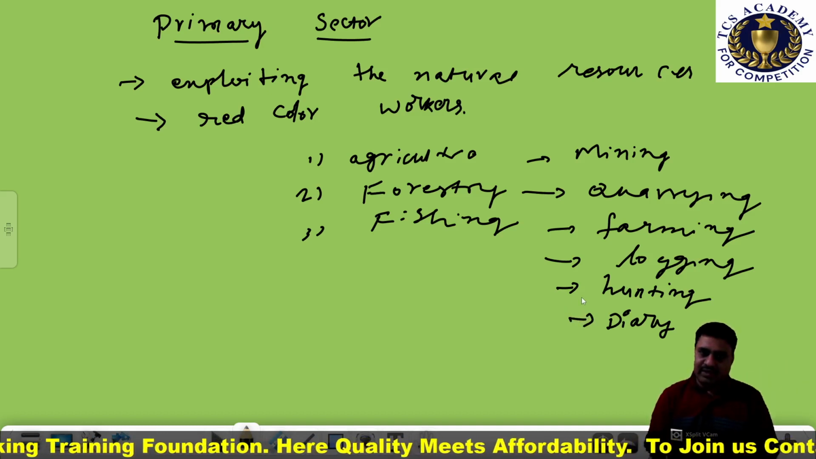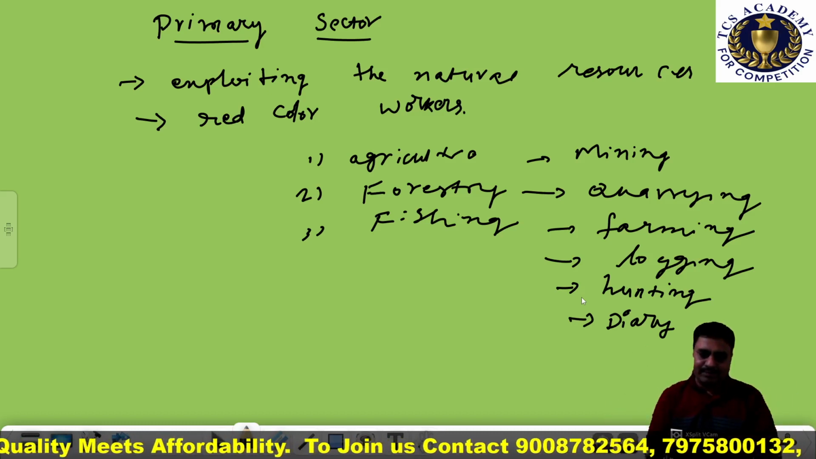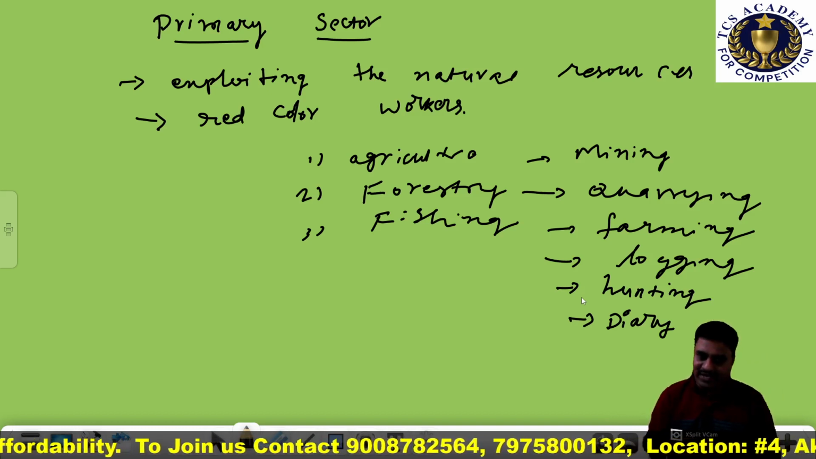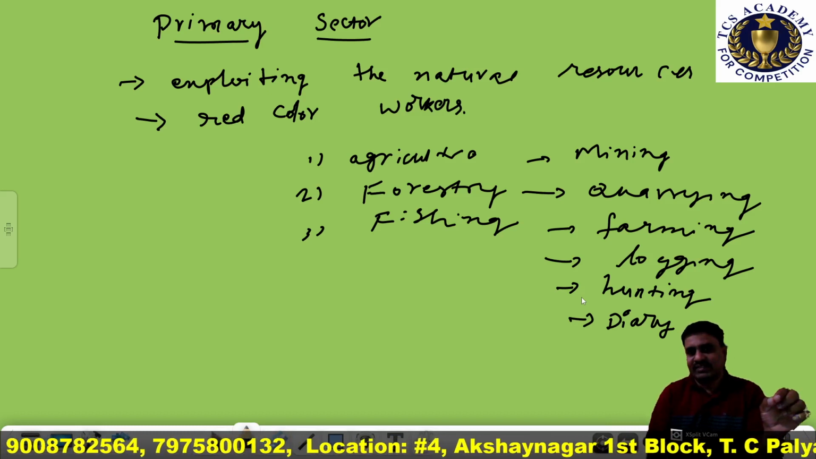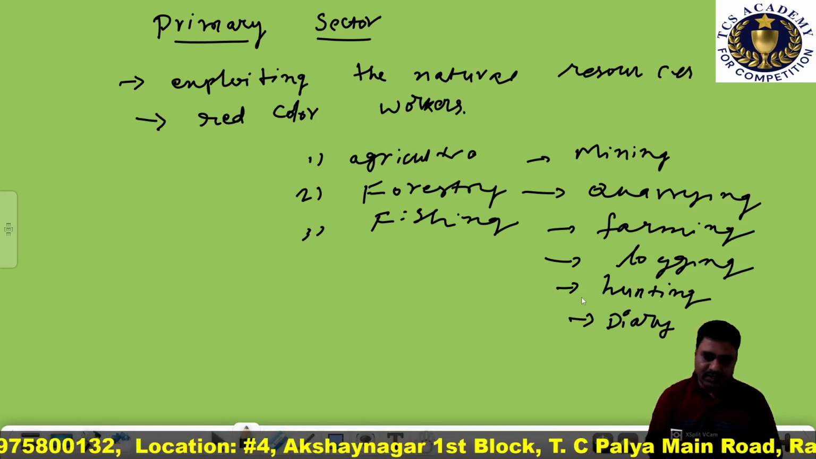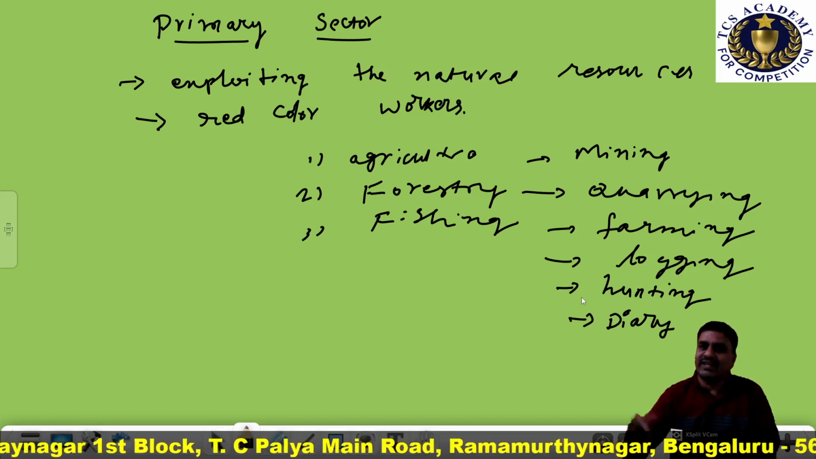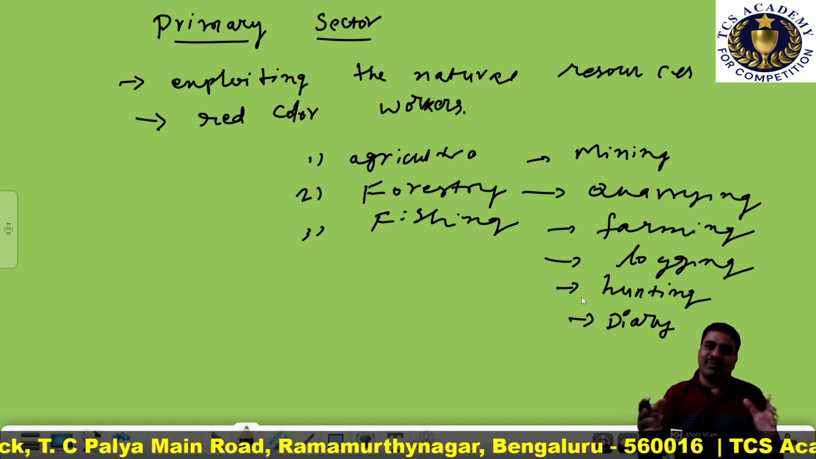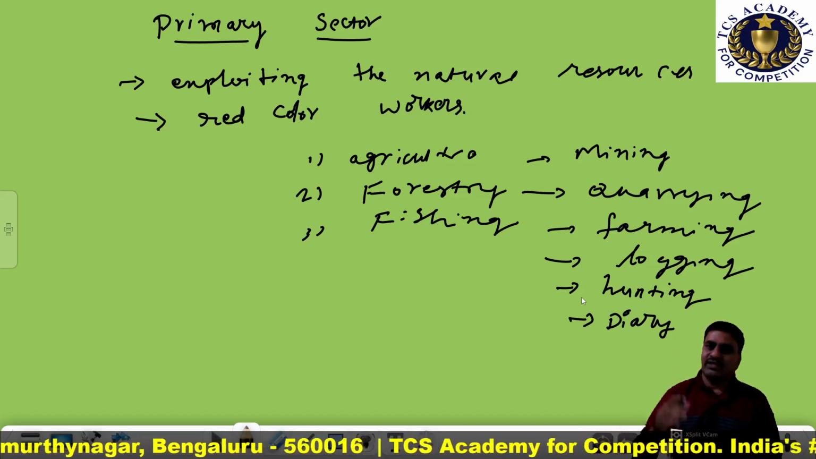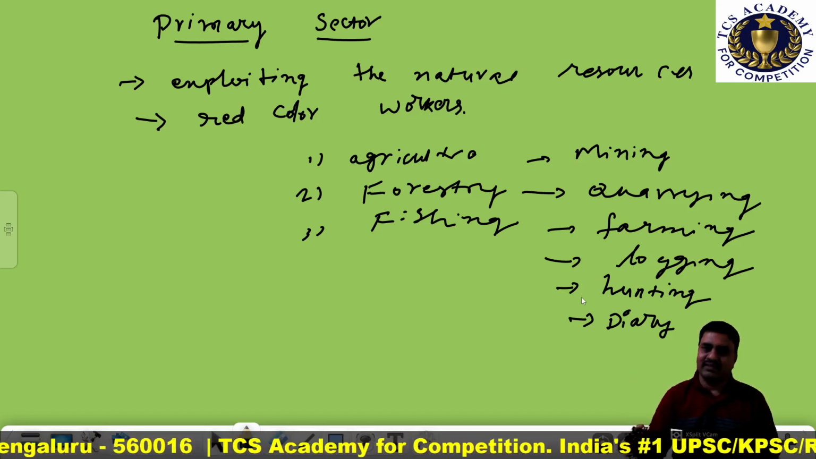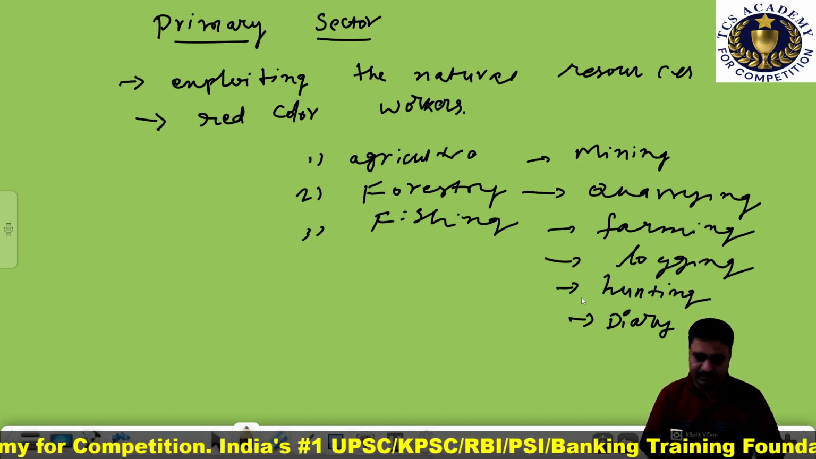So dear friends, in the primary sector the people who are working, we call them red collar workers. Why? Because of the outdoor nature of their work. The activities undertaken by the people in this sector, by exploiting the natural resources, are a number of economic activities. For example, agriculture, farming, forestry, mining, fishing, hunting, dairy farming, quarrying, logging, all these activities come under the primary sector. Is that clear?